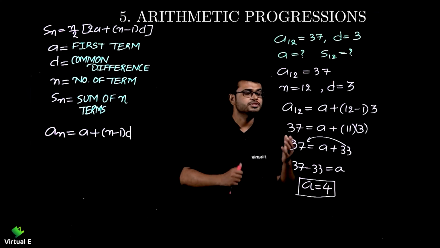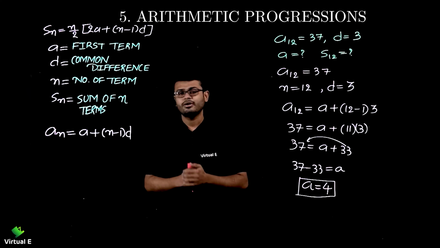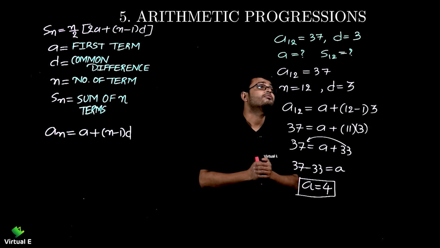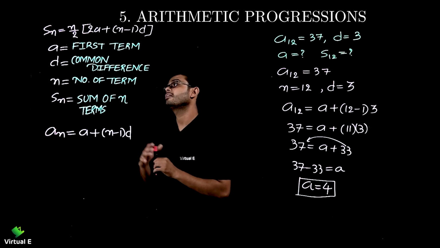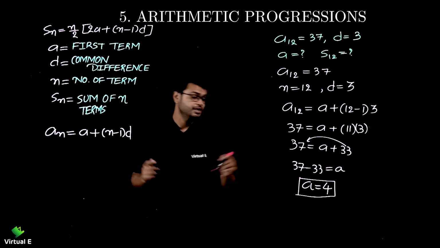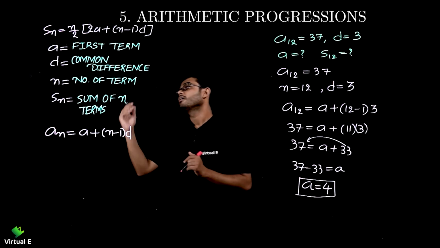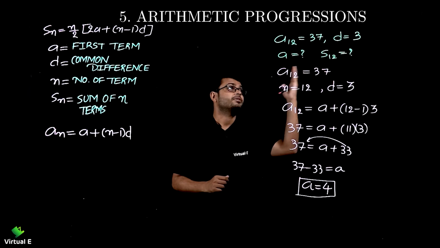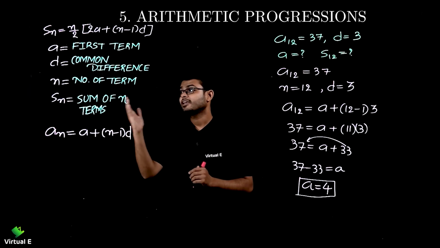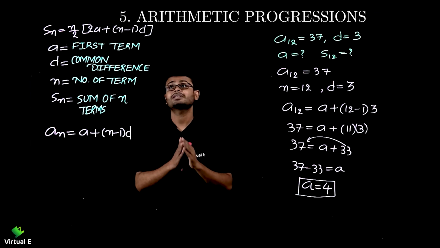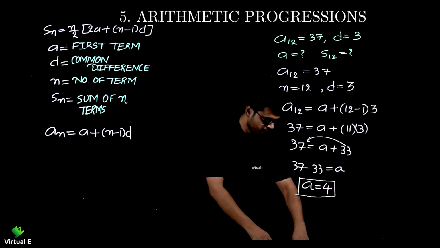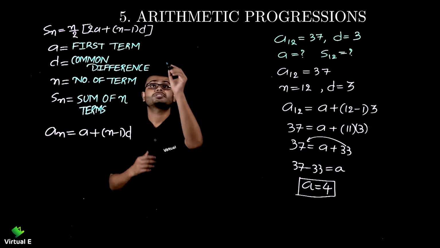Simple. Done? Very easy. First, use the formula for the term and get the value of a. Now we want to find S12. So what information do we have? Do we have the value of a, the first term? Yes, 4. Common difference is given as 3. Then n, the number of terms, is given as 12. So we have all the information. Let's substitute. So let's write the formula for S12.